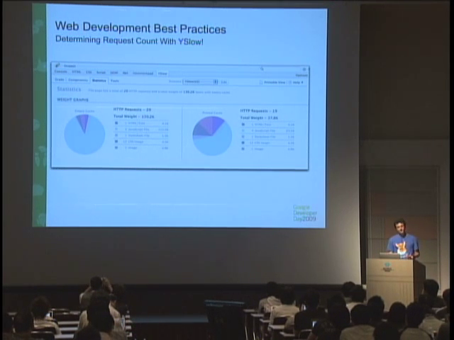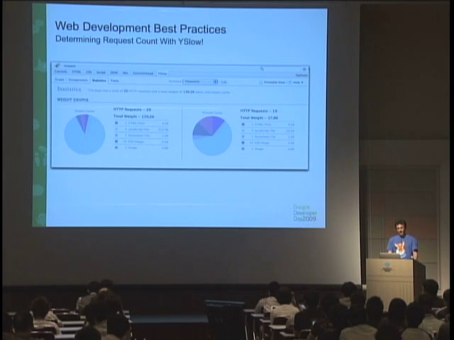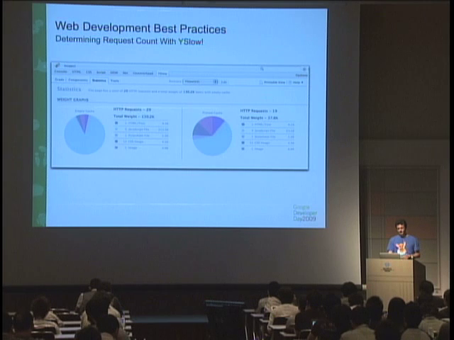So another thing is you want to determine how many requests happen from your application. So YSlow tells you that. It tells you, OK, there have been 20 HTTP requests, and the total weight was this, and this number of requests were taken from cache, and the others were just fetched from the site. So it gives you some pretty good statistics.